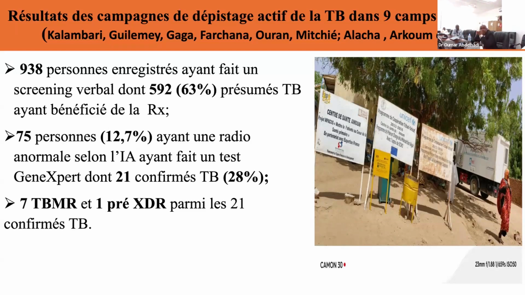About the refugee camps, we visited 9 camps in the center, north, and east of the country. This allowed us to do this work for 938 people registered. They had a verbal screening, and of them 592 people, so 63%, were suspected TB cases who underwent X-ray screening. Among those who did X-rays, 75 people, so 12.7%, had abnormal X-rays according to the AI, and therefore they underwent GeneXpert testing, of whom 21 were confirmed TB cases. Among the 21, we had 7 with MDR TB, multi-resistant tuberculosis, and 1 with pre-XDR. Next slide.